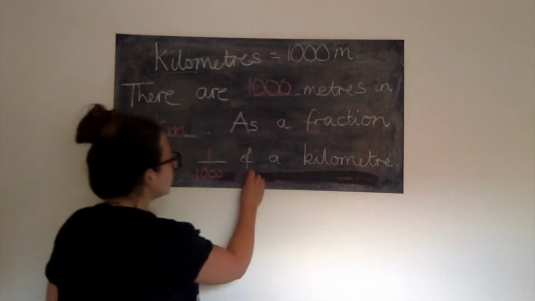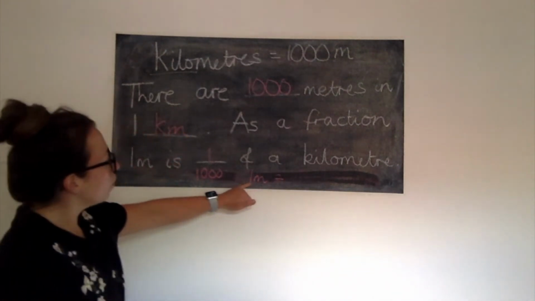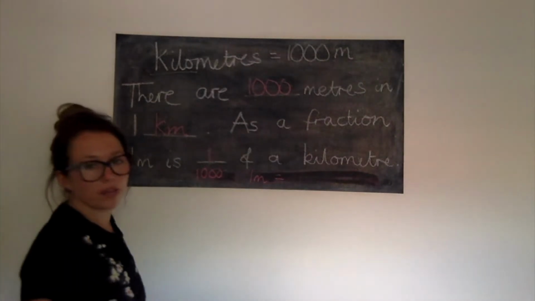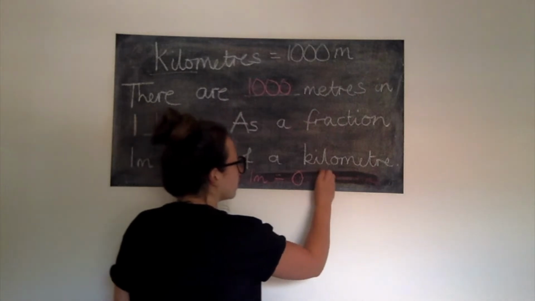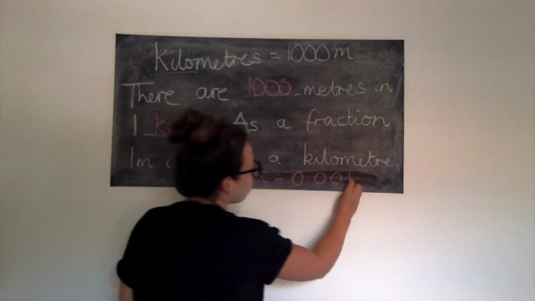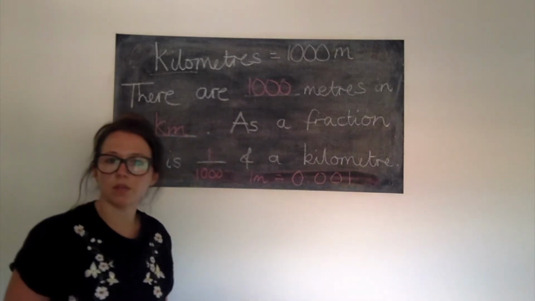If we were to write 1 metre as a decimal, so as a kilometre, 1 metre, so we need to divide that by 1,000. Let's think about place value. So it would be 0.001. No tenths, no hundredths, 1 thousandth of a kilometre.